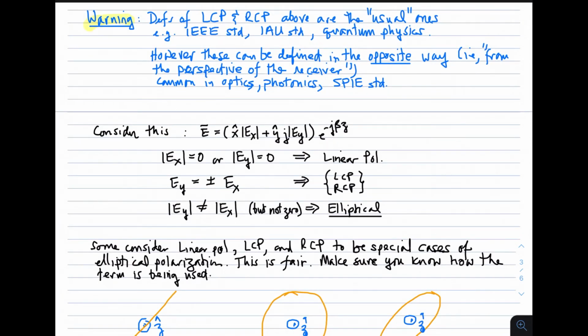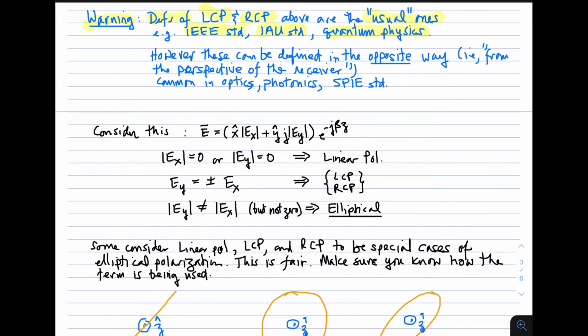At this point, a warning: the definitions of left circular polarization and right circular polarization that I've shown here are the usual ones. When I say usual ones, they're the ones mandated by IEEE standards documents. They are also the definitions used by the IAU, the International Astronomical Union, which sets these standards for radio astronomy. And they're also the ones that show up most often in quantum physics, where this phenomenon is sometimes addressed.